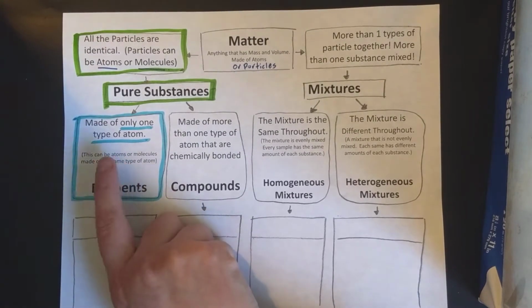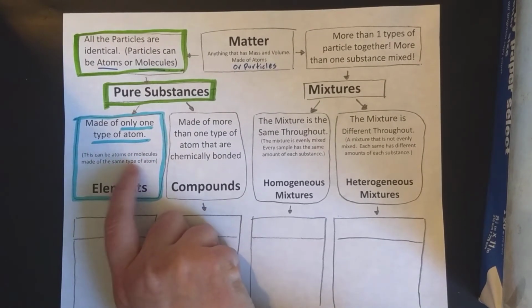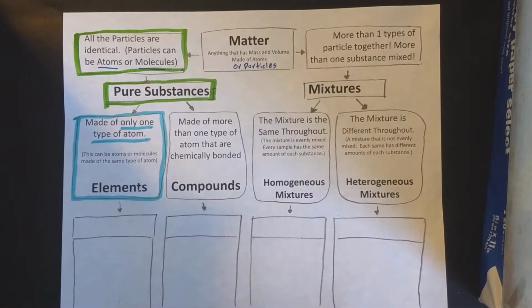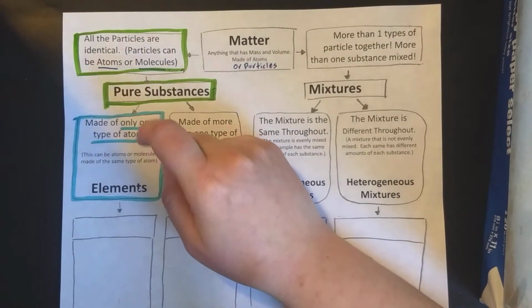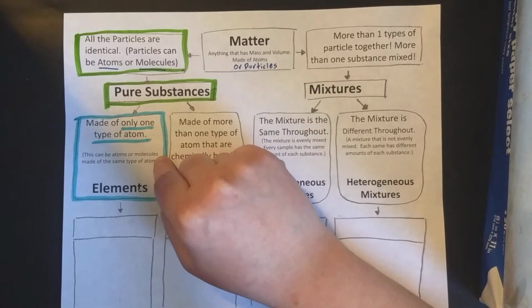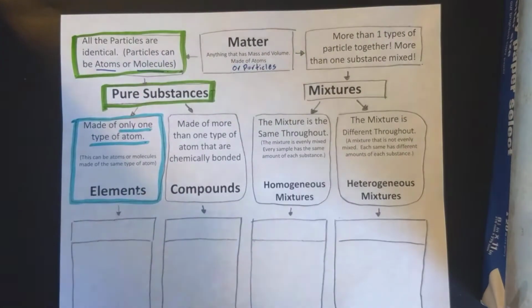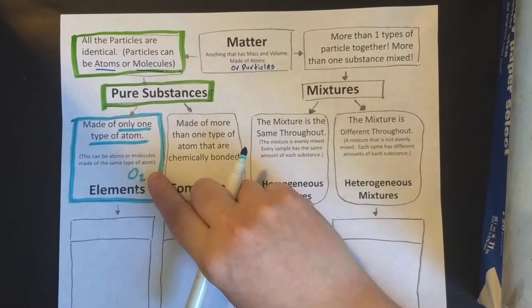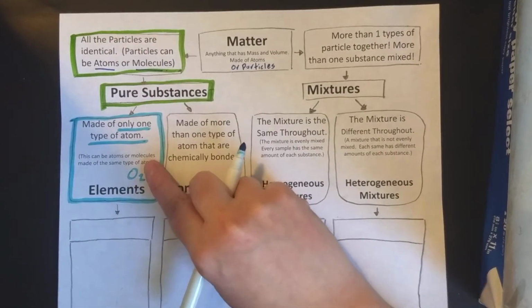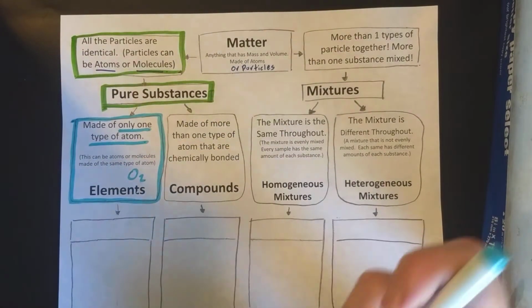Now, atoms or molecules can be made of the same, sorry, I'm reading this wrong. This can be atoms, like I said, all the same type of atom, or it can be molecules that are made of the same type of atom. So something like O2 has the same type of atom. It's just connected, so it's all O's, so it's going to be an element.